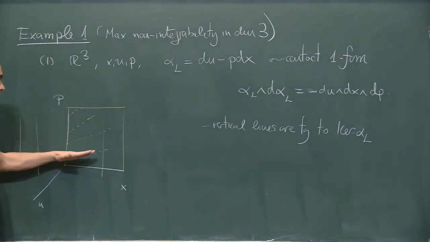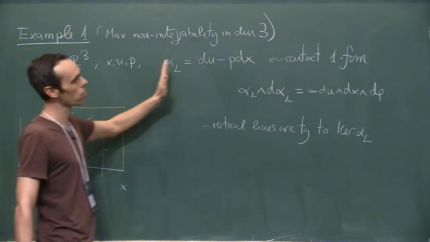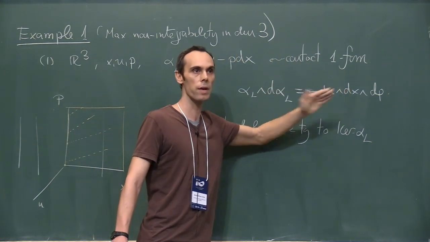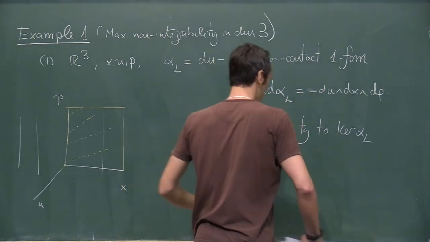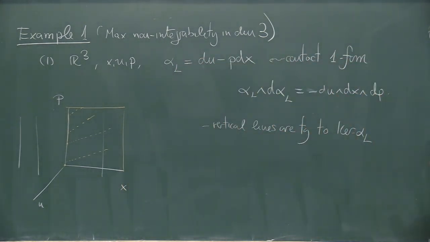And it rotates with a strictly positive speed, because otherwise you will see the vanishing of this volume form if the speed is not strictly positive at some point. All right, so that's the first example. That's somewhat a local example.